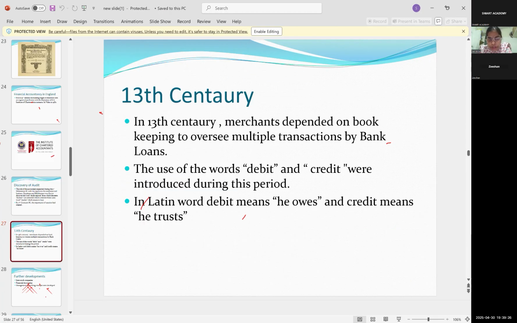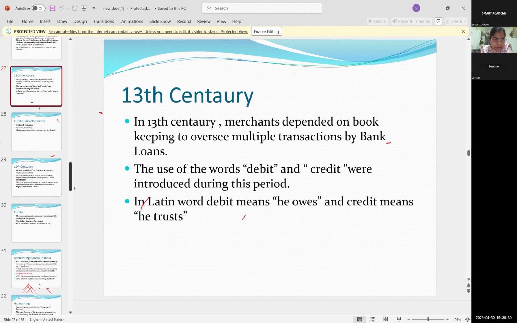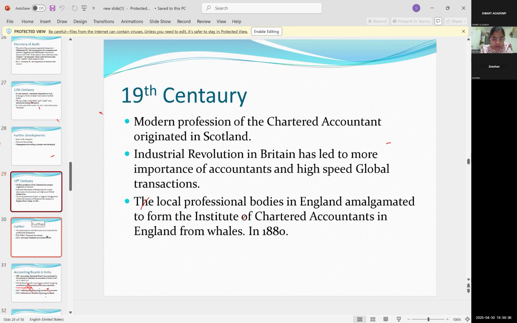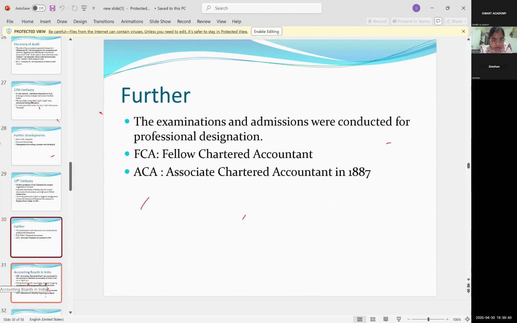So debit and credit words were discovered in the 13th century. And in the 19th century, this one has happened.